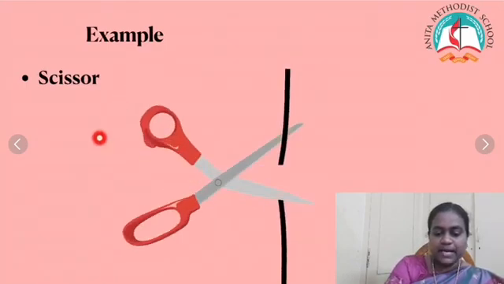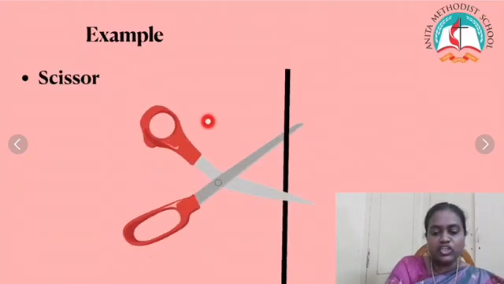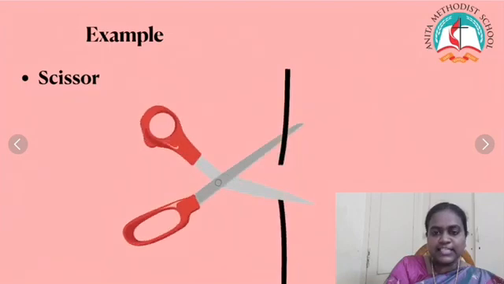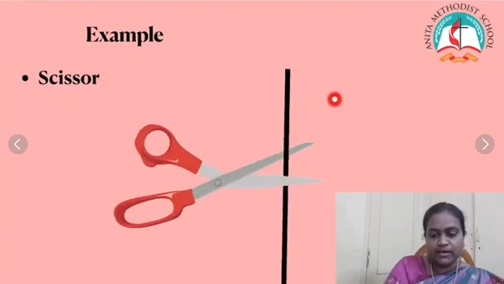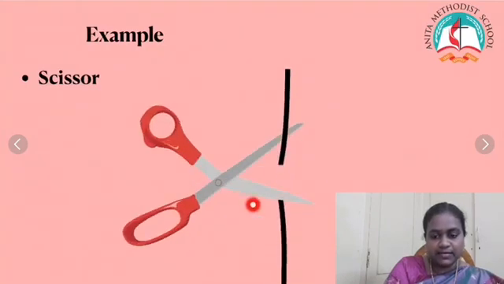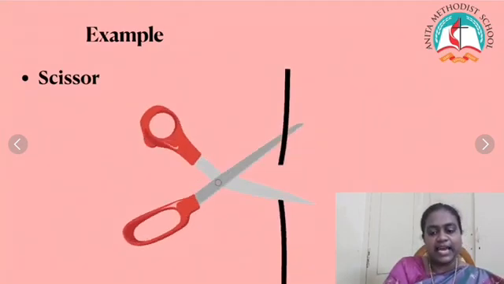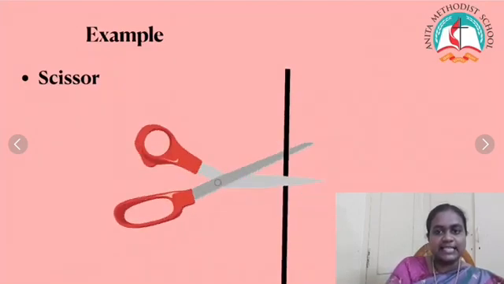See here, this part is a force, okay? When you want to cut, you apply a force. Here a thin strip of paper is cut. That is a load over here. And the fulcrum is in the middle. See, the fulcrum is in the middle. The effort is on one side and load is on the other side. This is called first class lever.